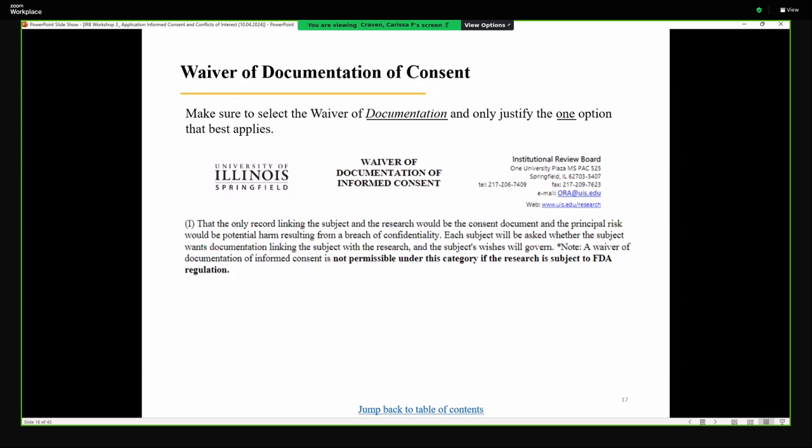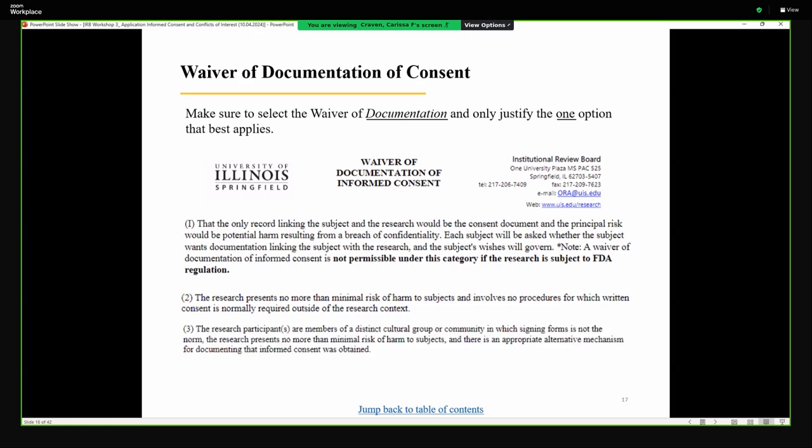So the first, again, is that link to the research. You would explain why that would be a risk of harm. If it's two, you would explain why it's no more than minimal risk and why that is not normally considered to need a signature outside of the research context. And three, you would need to explain why that is not the cultural or community norm and that it's no more than minimal risk, and that there is an alternative mechanism if you're doing it orally or otherwise.